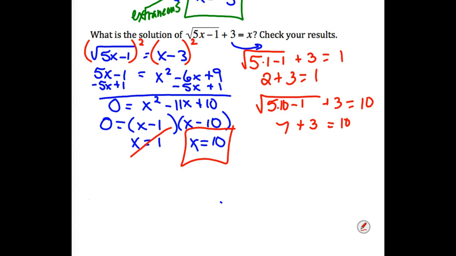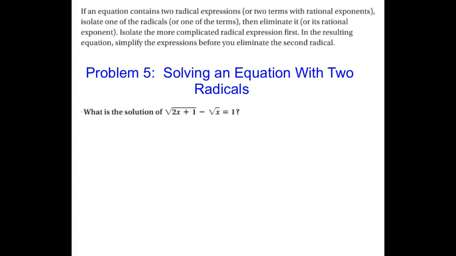Okay, are we okay with that type? All right, the last two that we're going to look at are the ones that have multiple radicals in them. It says if an equation contains two radical expressions or two terms with rational exponents, isolate one of the radicals or one of our terms, then eliminate it, then isolate the more complicated one first. Okay? So of the two that we have, it's best to try to get rid of the more complicated one right away than to keep that complicated expression in the process all the way till the end.